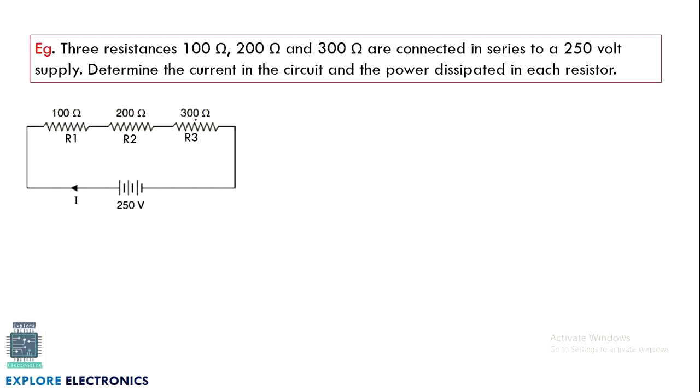So I have connected them in series and I have named them as R1, R2, R3. And they have given it is connected to a 250 volt supply. I have connected a battery of 250 volts DC. And we know that the current through this circuit, since these three are connected in series, is the same. That is the total current I.